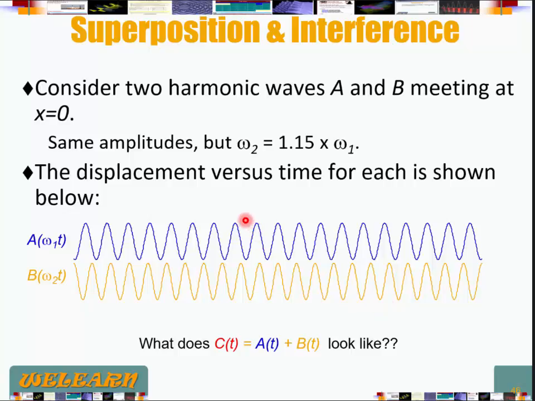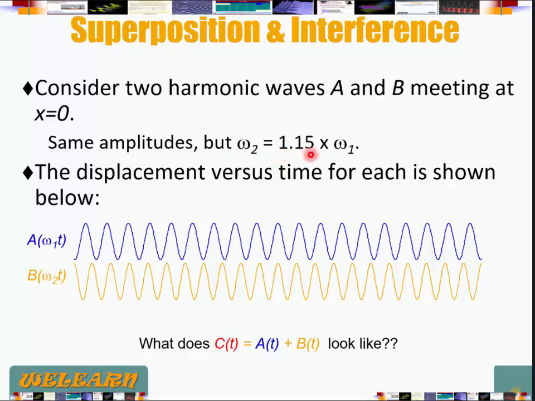When we talked about superposition and interference of waves in the past, we focused on waves that have the same frequency. But consider in this case two waves, waves A and B, meeting at a point x equals 0. They have the same amplitude, but the frequencies are slightly different. You notice here they don't exactly match the peaks. The troughs and crests do not exactly meet.